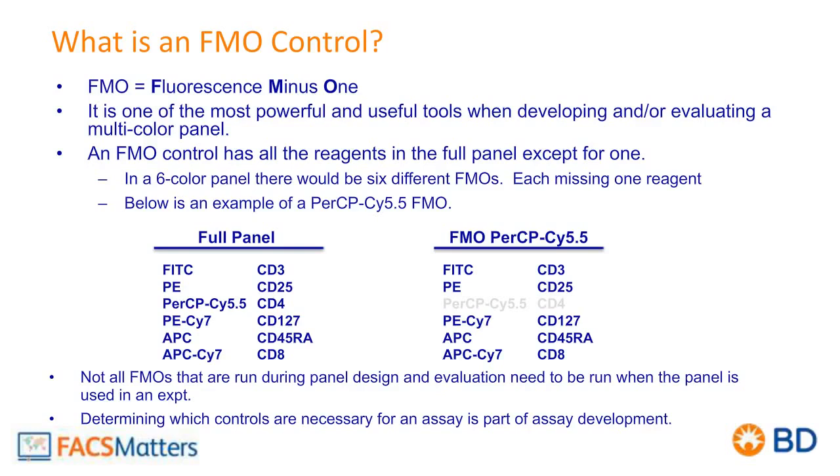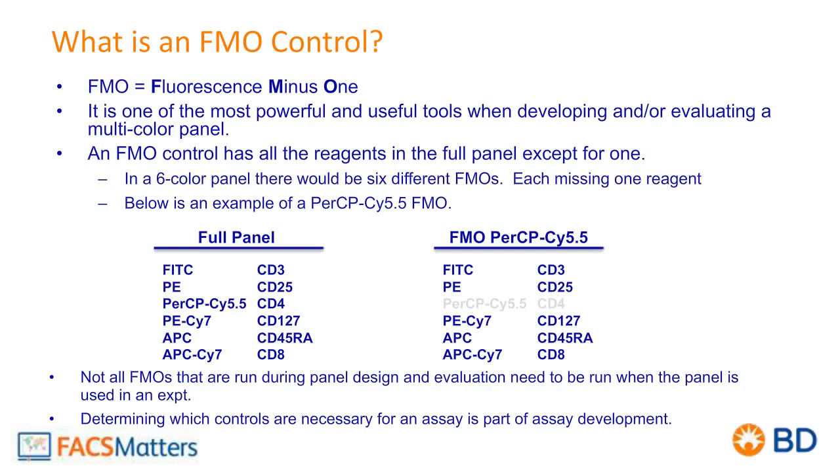So the concept of an FMO is that you have all of the reagents in your full panel except for one. Here in this example, we're looking at a six-color panel. If we look at the PerCP FMO, it has five of the reagents in and is missing the PerCP-Cy5.5 reagent. Theoretically, if you have an 18-color experiment, you would want to run 18 different FMOs.